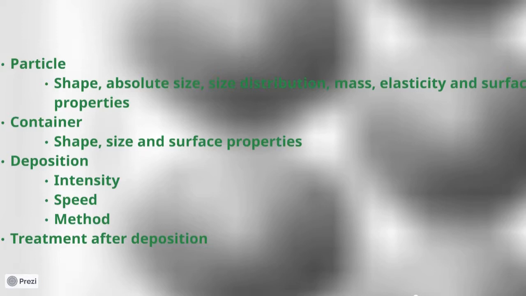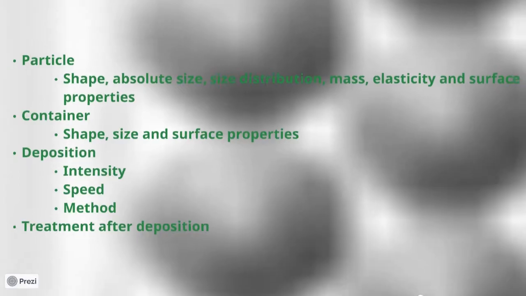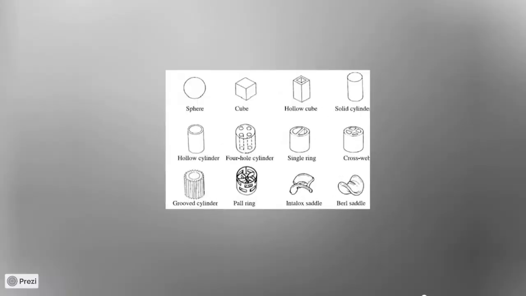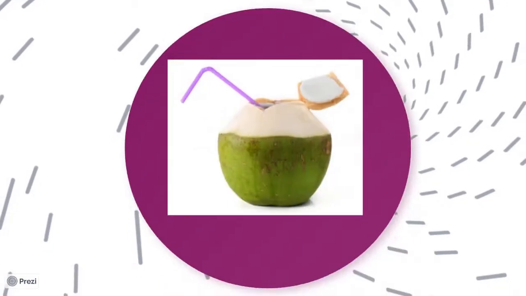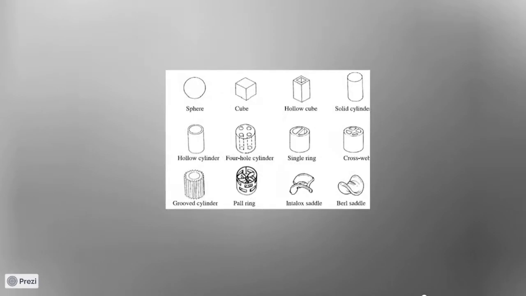Next, the efficiency of a packed bed reactor is also affected by the shape, size and surface properties of the container. Normally, sphere, cube, hollow cube, solid cylinder, hollow cylinder, four-hole cylinder, grooved cylinder and pearl ring are some of the particle shapes used in the packed bed reactor, and these particles increase the efficiency of the reactor.